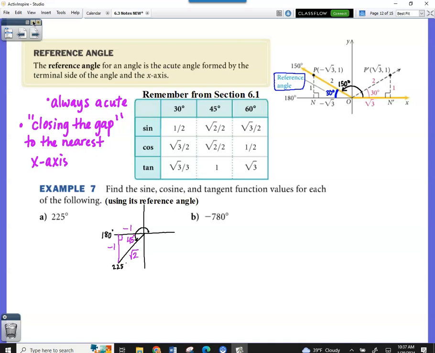So draw your picture. You got it, it rotates, it lands here. So there is 300. The reference angle is the gap that closes it to the closest x-axis. Well, if I was to continue rotating, this would be 360. So what's the gap? 60. And now I can finish my right triangle. I have 30, 60, 90.